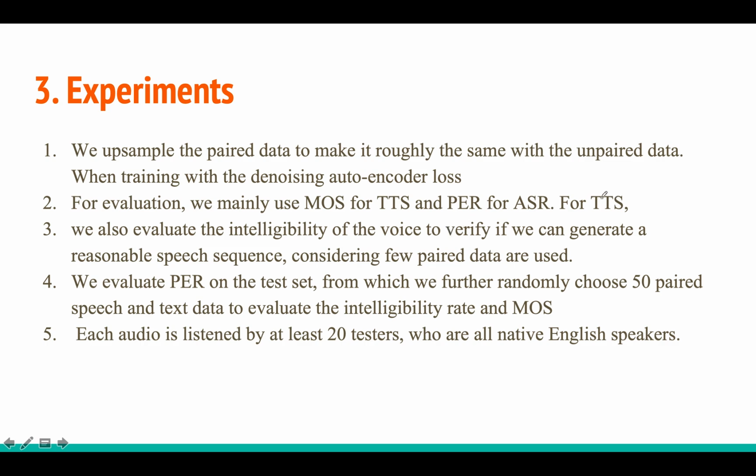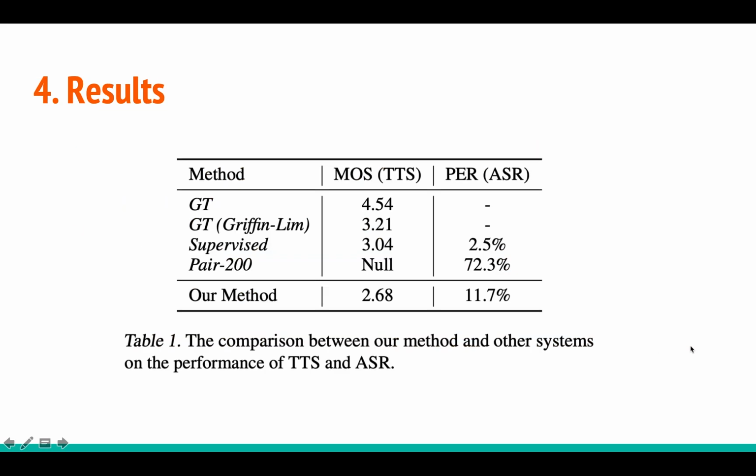And coming to the evaluation, they are using MOS score for evaluating TTS, which is mean opinion score, and phoneme error rate for ASR, and also they measure something called intelligibility rate, which will give you how intelligible the audio is and whether you can understand that audio. So that is the measurement they are using, and they are getting a very high score there. We'll see those results. For evaluating on the test set, they take 50 paired speech text samples for evaluating the intelligibility and MOS, and they give them to 20 testers, all native English speakers.